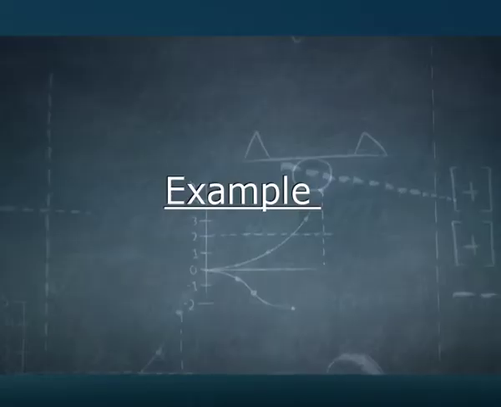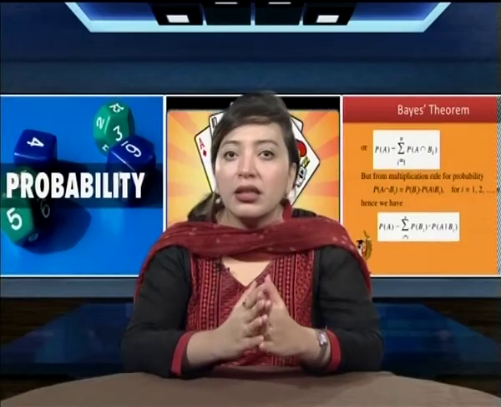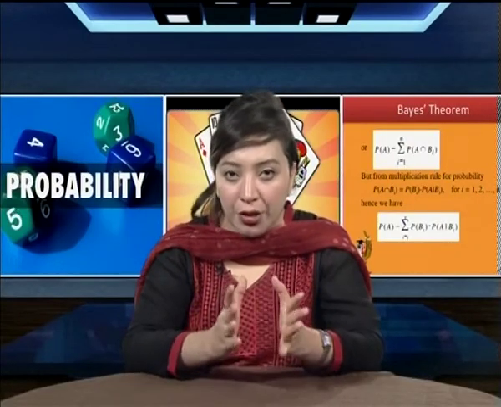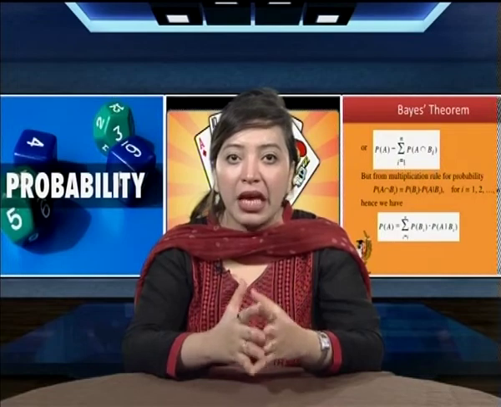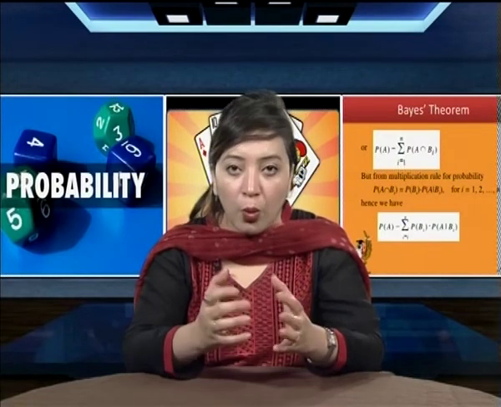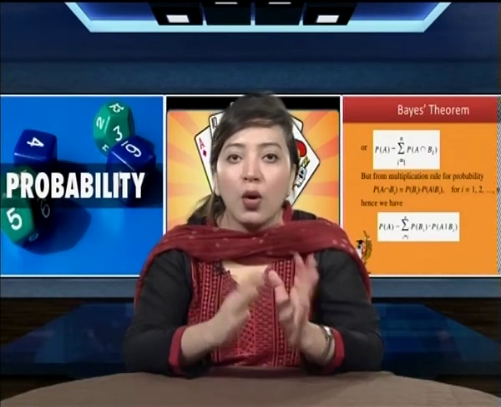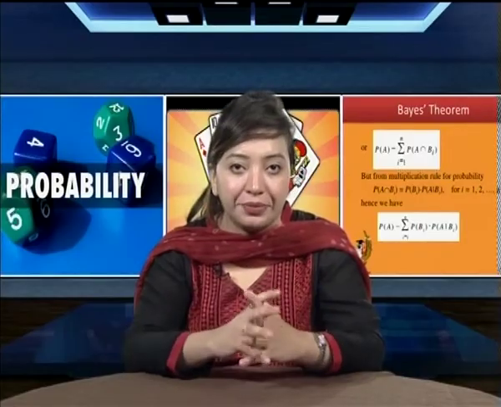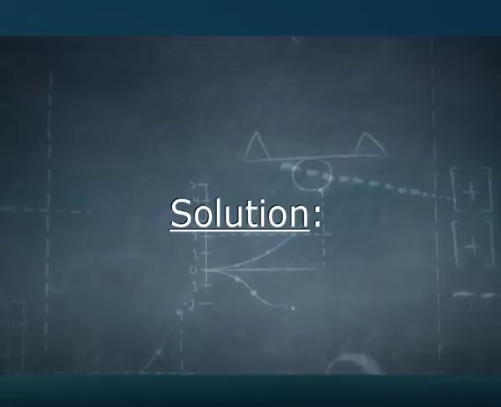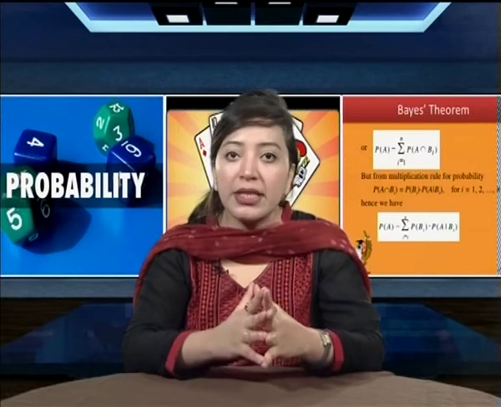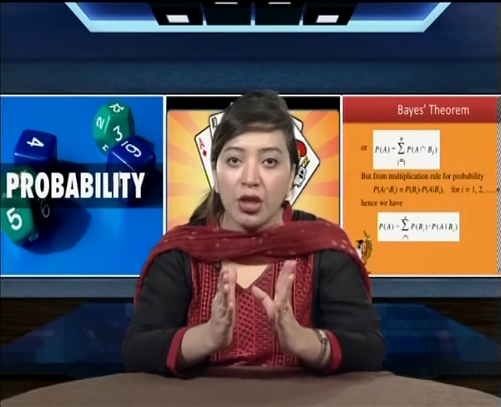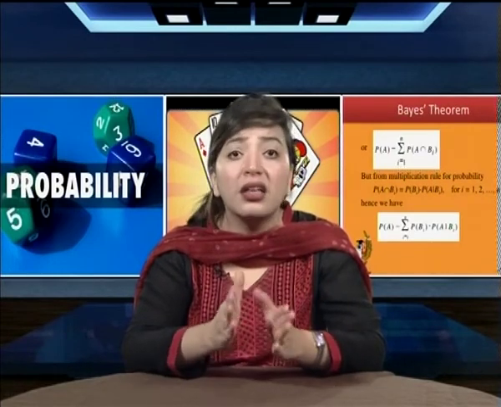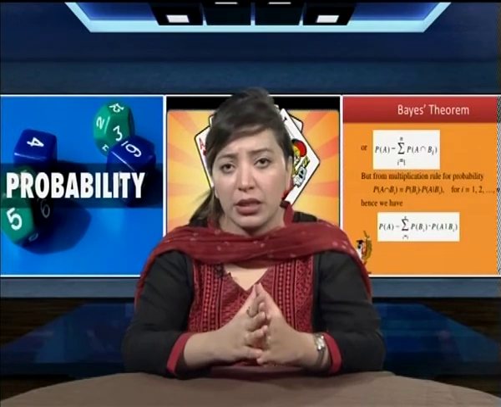Now we'll look at an example. An urn contains 4 balls. 2 balls are drawn at random and are found to be white. What is the probability that all the balls are white? We'll see the solution. Since 2 balls are drawn and they are found to be white, the urn must have at least 2 white balls.